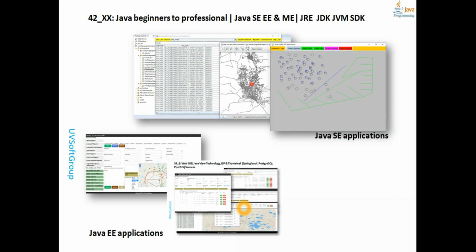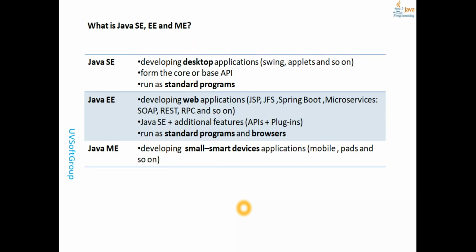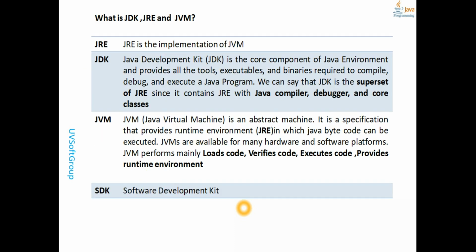SE means Standard Edition, which means you are trying to develop a desktop application. That's a very basic understanding. So we defined Java SE, EE, and ME, and then some of the core technical issues about Java: the Java Development Kit, the Java Virtual Machine (JVM), the Software Development Kit, and so on and so forth.